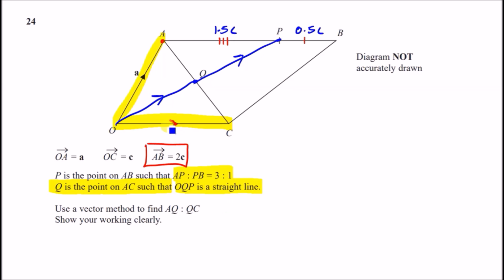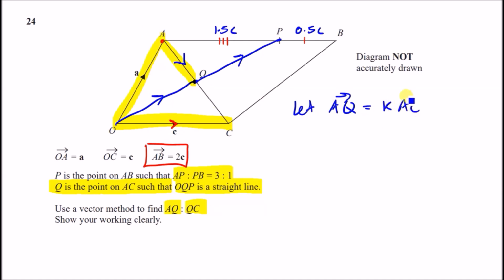Now, we also need to figure out what AQ is, yeah? Because later on it tells us to use a vector method to find A to Q to C. Okay, so let's just give this a proportional length here. Let's say, all right, let A to Q be some scale factor K of the whole A to C line.